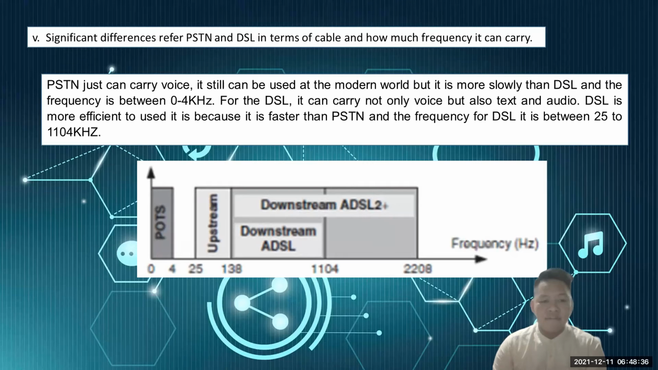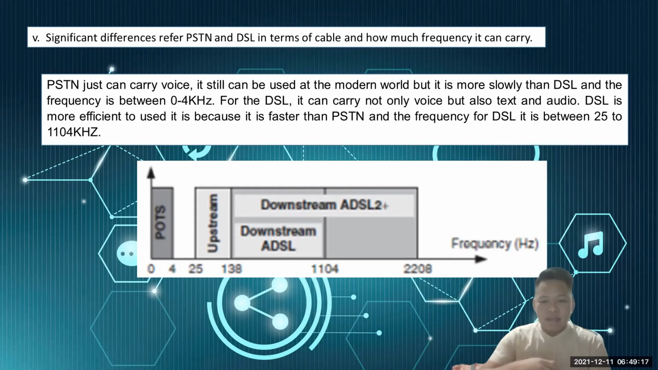Well, question number 5, the significant difference between PSTN and DSL in terms of cable and how much frequency it can carry. The PSTN can carry voice. It can still be used in the modern world, but it is slower than DSL, and the frequency is between 0 and 4 kilohertz. And the DSL can carry not only voice but also text and audio. DSL is more efficient to use because it is faster than PSTN, and the frequency of DSL is between 25 and 1104 kilohertz.